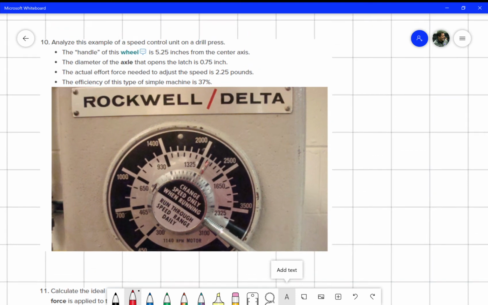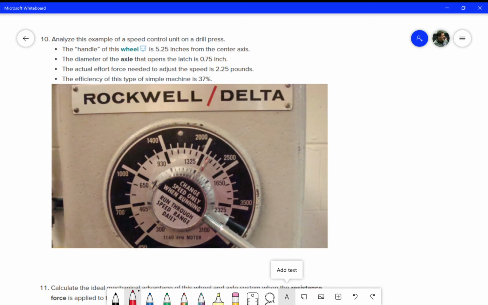All right, hello everybody. Here is our final example with wheel and axle lab. So we are given that the handle is 5.25 inches from the center of axis. Okay, so that is talking about here to wherever the handle is. Understand that that is actually going to be a radius, not a diameter. So we need to be careful with that because the other one has diameter on it.